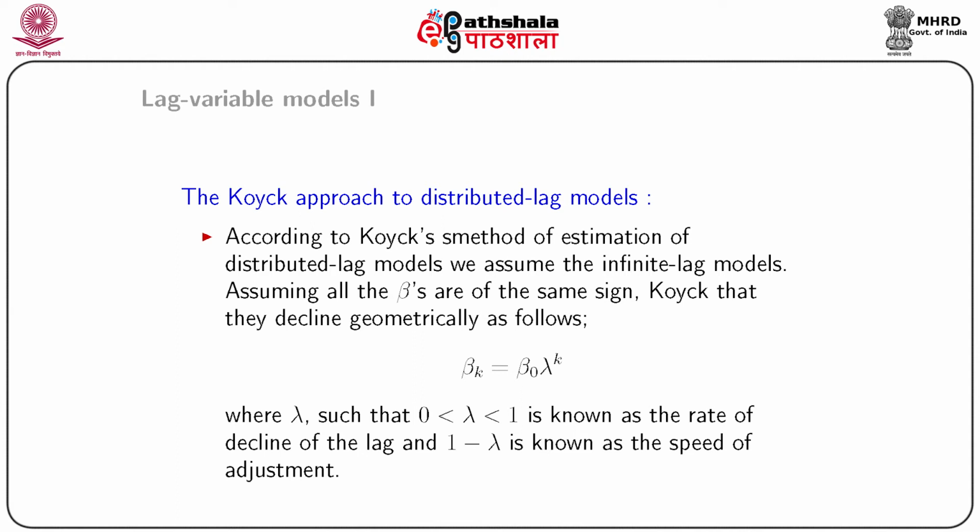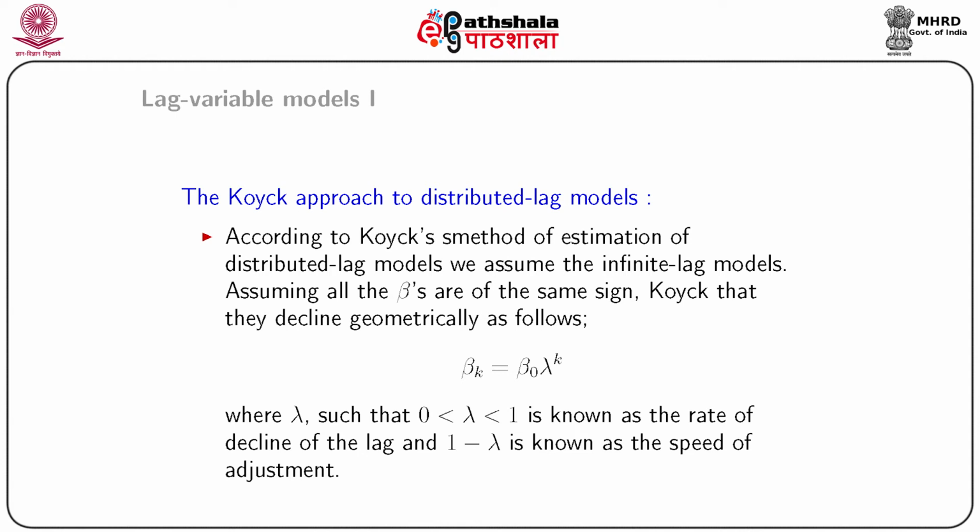Since we assume an infinite lag model, we also assume that all the betas, or all the regression coefficients, are of the same sign. Koyck believes that the decline in the value of our regression coefficient is geometric, and it can be written as the following expression: beta k equals beta 0 times lambda raised to the power of k, where lambda lies between 0 and 1. Lambda is known as the rate of decline of the lag, and 1 minus lambda is known as the speed of adjustment.